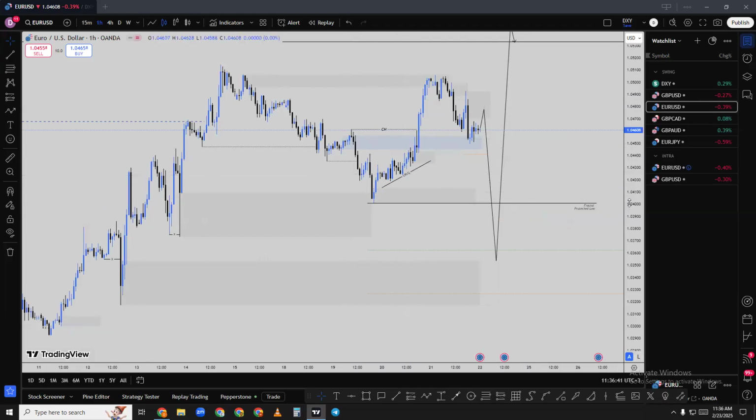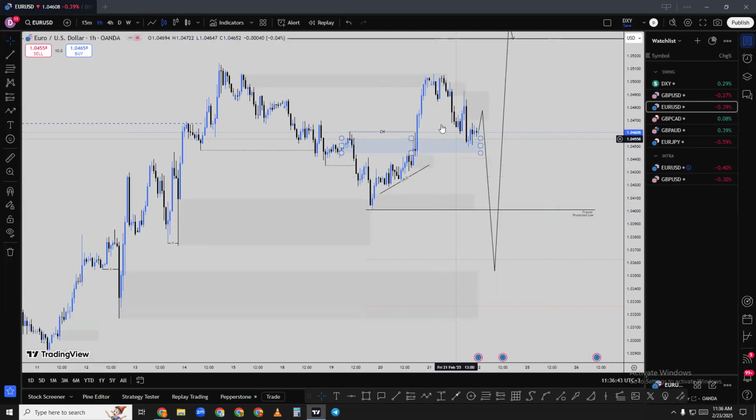things become a little bit clear. You can see the fractal structure. This is where we broke structure to the upside. We are pulling back. If that trend is to be maintained, our expectation is for price to take out these fractal highs. And also, again, we have those equal highs, also information there. But right now, my target would be just these.